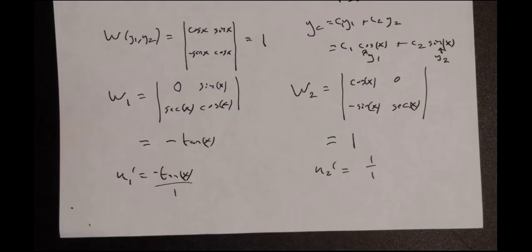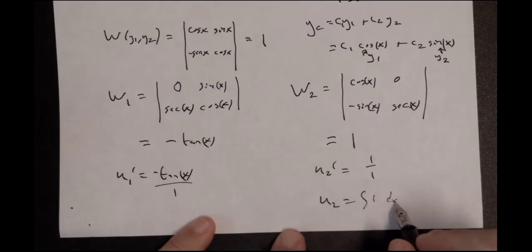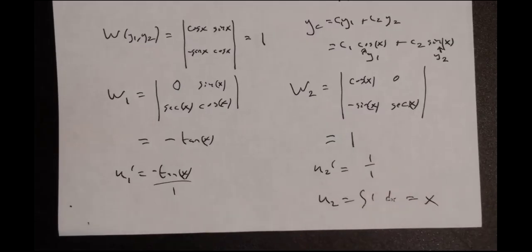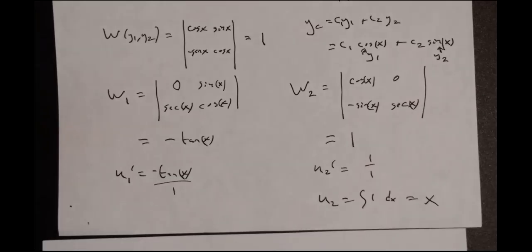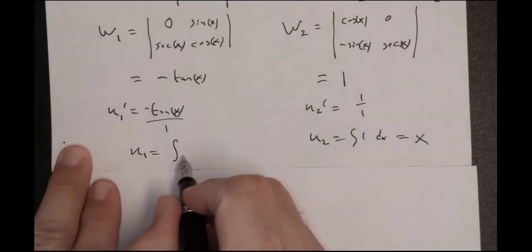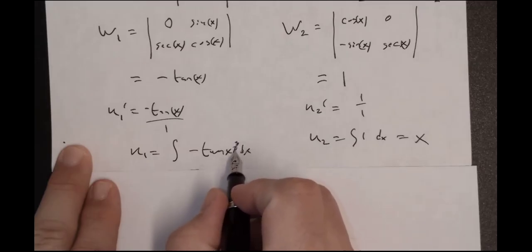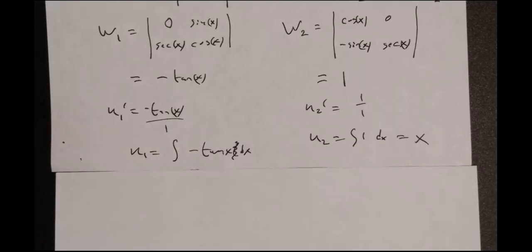Good. So U2, the integral of 1 dx, is just x. You might think, wait a minute, don't I need a plus c? I promise we don't, and I'll explain why in a minute. But over here to do U1, I need to do the integral of negative tangent. Let's get rid of that parenthesis.